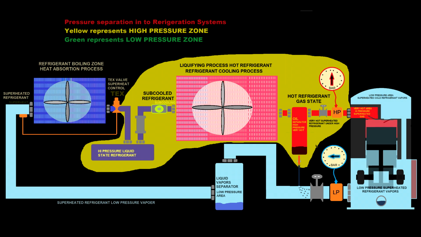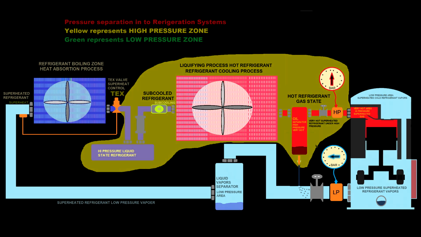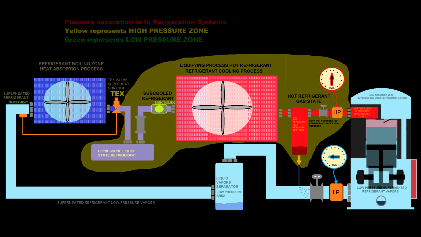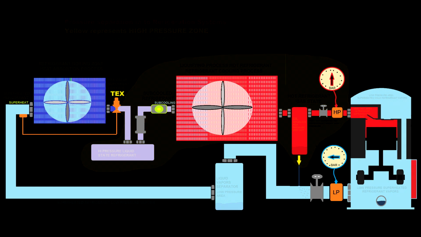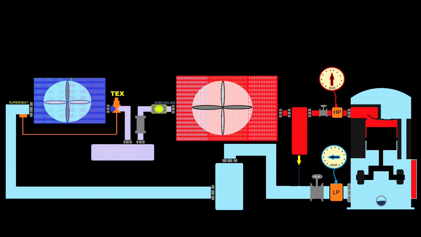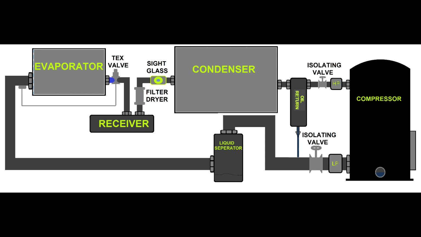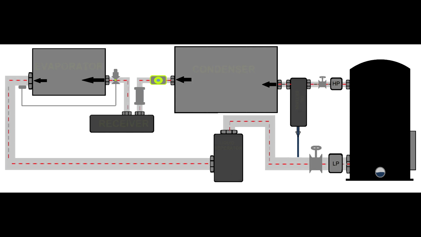Now let's go a little bit deeper. The refrigerant goes from the compressor into the gas line. The gas line is between the compressor and the condenser. In that area, the refrigerant is extremely hot and under high pressure. In between the condenser and the compressor, we have the oil separator. The oil separator allows the oil which is taken by the refrigerant to go back into the compressor's crankcase.